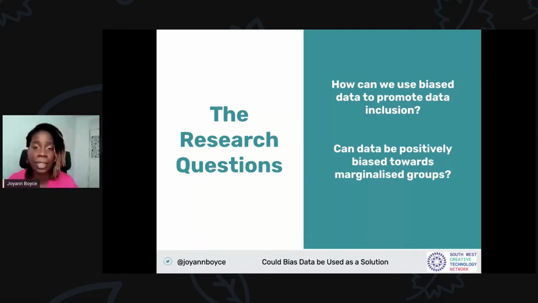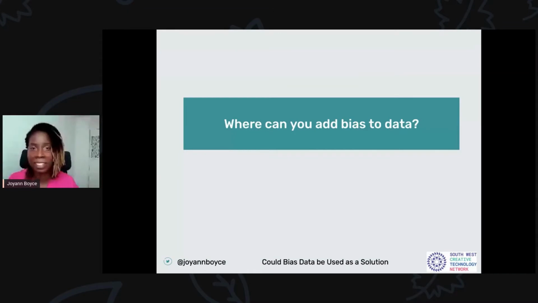So my question was, how can we use bias data to promote inclusion? We already know what happens when those marginalized groups are not included in the data sets, but if we could manipulate that data set so that they are supported and represented or overrepresented, what would that include? So that's when I started to look into machine learning, and the process and journey of data, and where I could influence and essentially bias data to benefit marginalized groups.